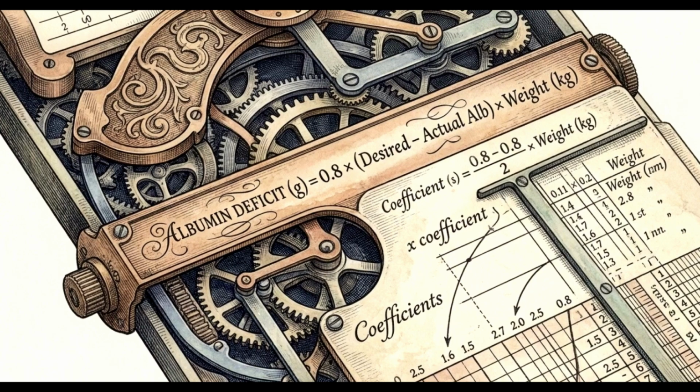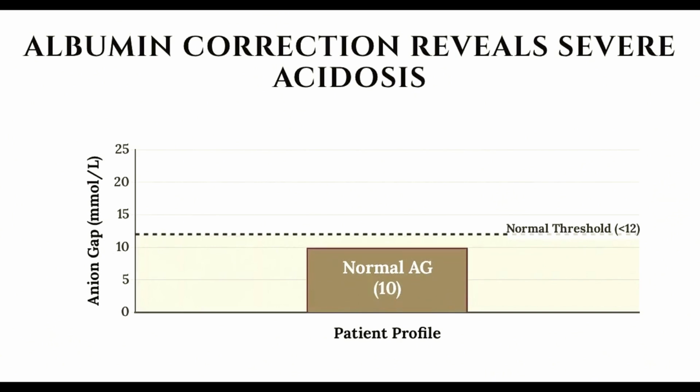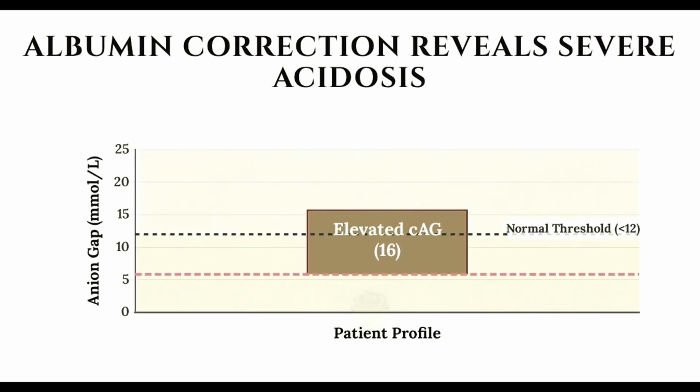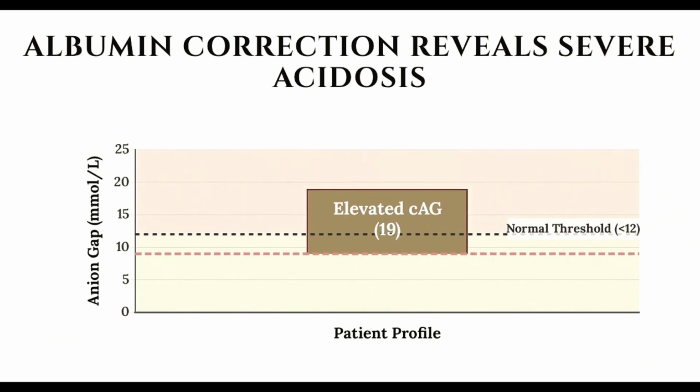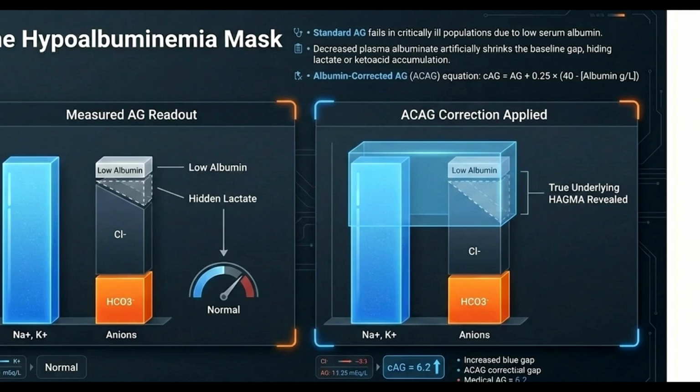That coefficient accounts for the missing negative charge of the lost albumin proteins. By adjusting for this loss, the formula shifts the physiological baseline back to reality. What initially presented as a falsely normal gap recalculates into a severely elevated corrected gap. Looking at the right panel, we see the effect of the ACAG correction. The transparent blue box reveals the true underlying high anion gap metabolic acidosis. A corrected gap over 12 millimoles per liter proves unmeasured plasma acids replaced the lost albuminate.